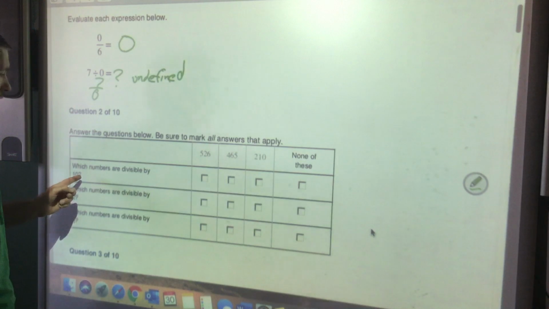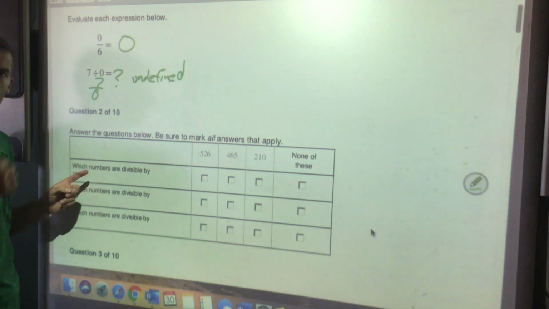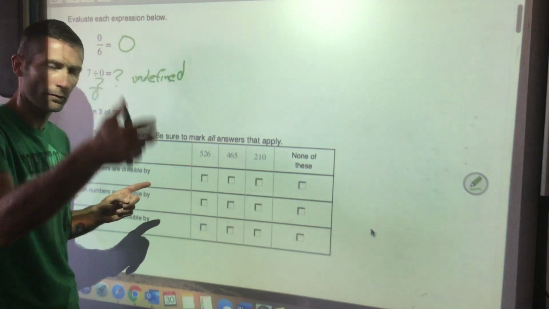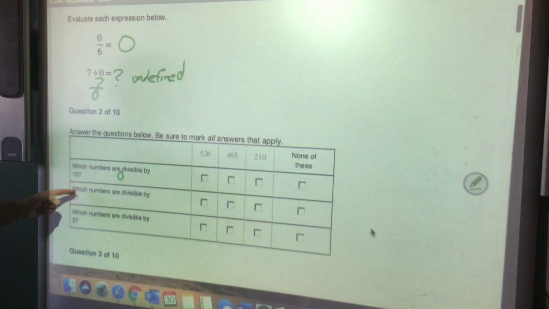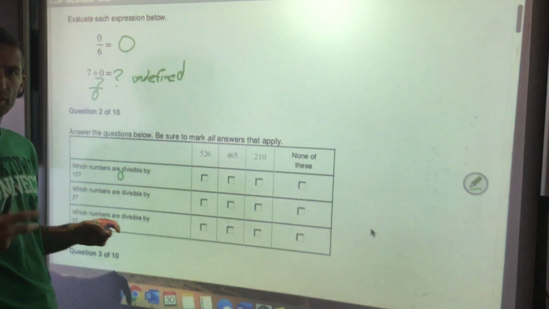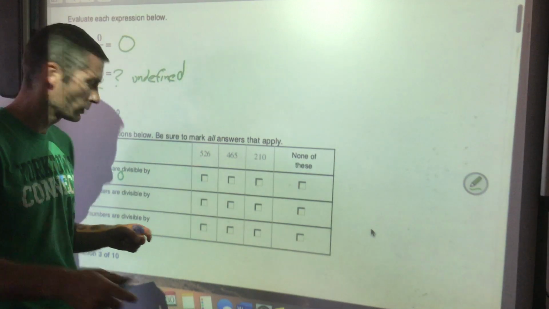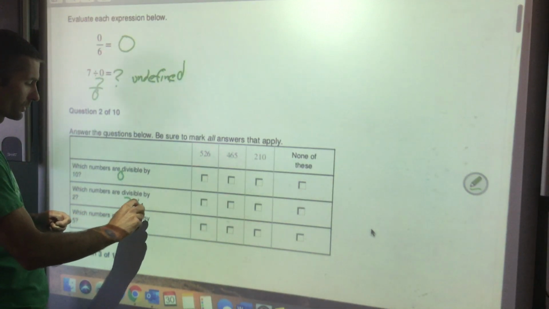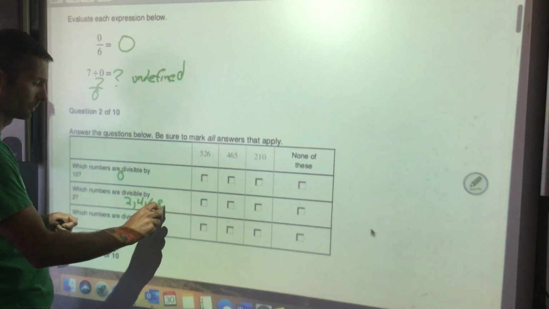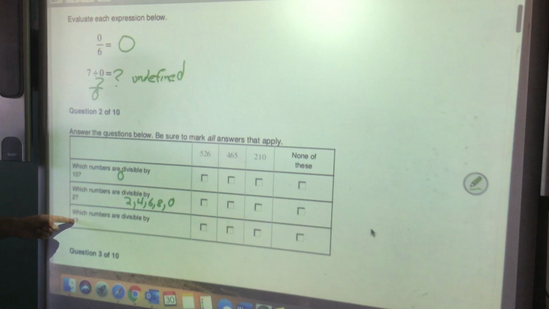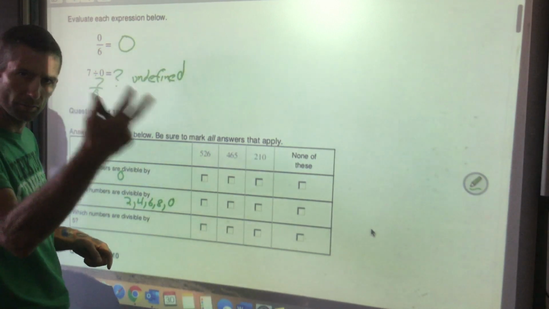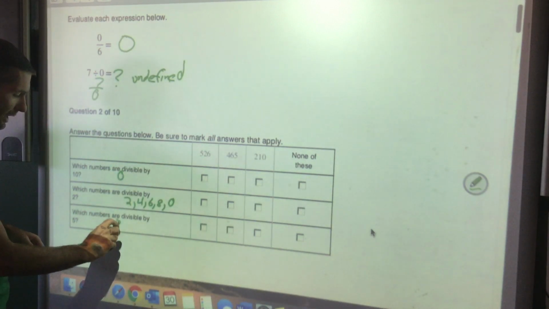Okay, number 2. Which numbers are divisible by 10? So our 10s, 10, 20, 30, 40, they all end with a 0 in the ones place. Which numbers are divisible by 2? Well, if it ends with an even digit, a 2, 4, 6, 8, or 0, it's divisible by 2, except for the number 0. Which numbers are divisible by 5? Well, 5, 10, 15, 20, they have to end with a 5 or 0.